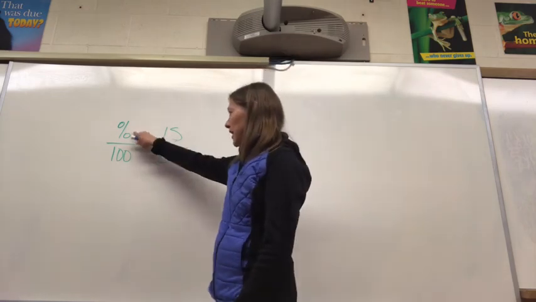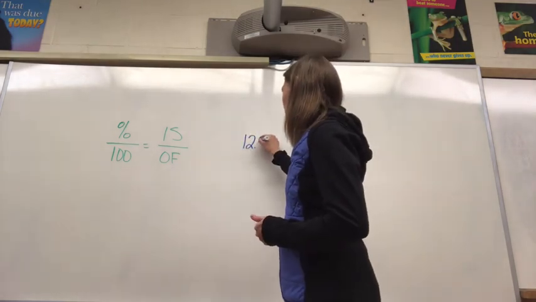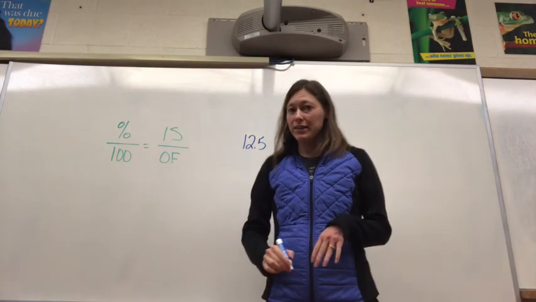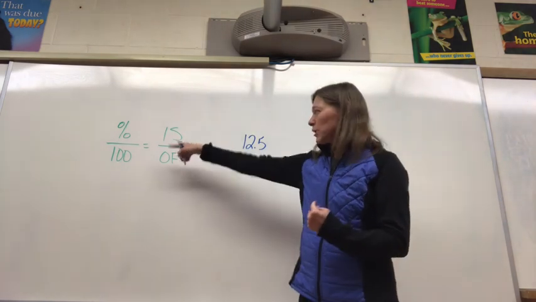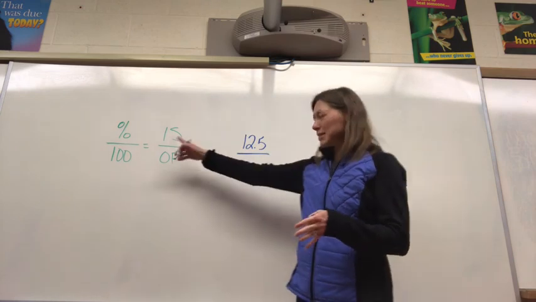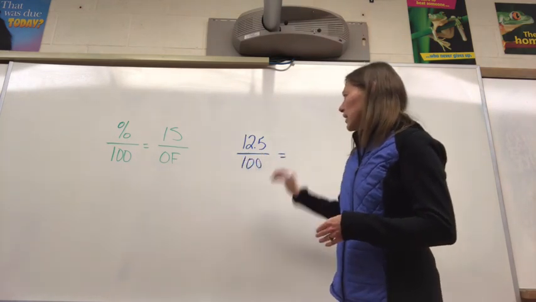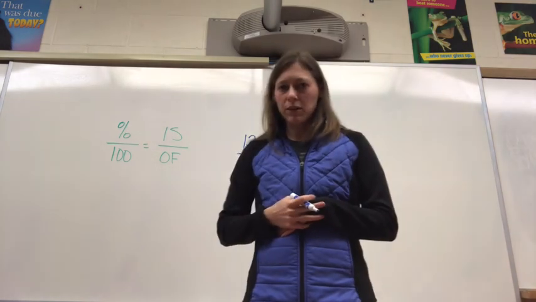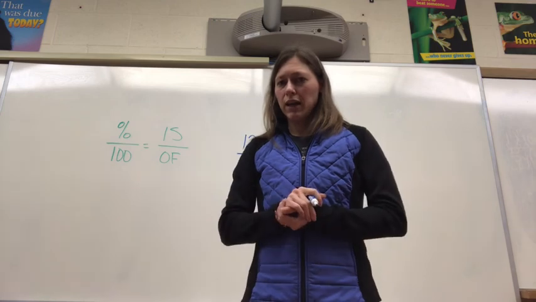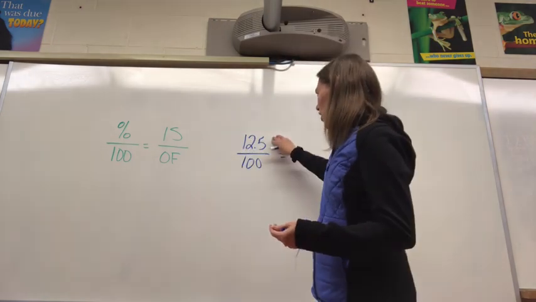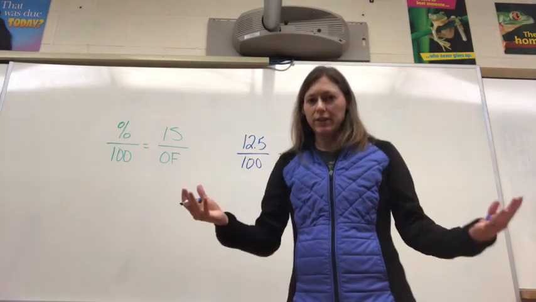Okay, so percent out of 100. So the percent was 12.5, and you don't have to change to a decimal in this case because this problem will do that for you because it's putting it over 100. So this is essentially changing it to a decimal. Okay, so 12.5 over 100 equals is over of. And we know how many there were. We know that we're finding 12.5% of the 32.